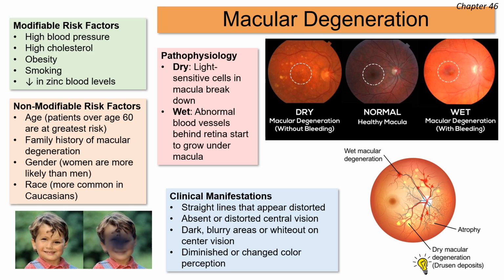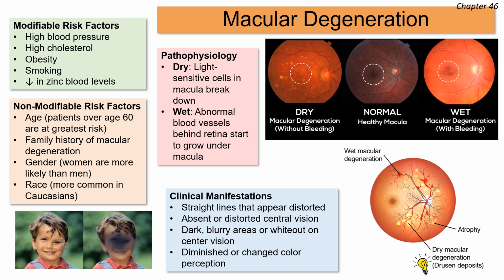Pathophys. So dry macular degeneration is the most common form of macular degeneration, and this is when the light sensitive cells in the macula slowly start to break down. So this form can actually turn into the wet form, the wet macular degeneration, which is more severe. So all people who have wet macular degeneration initially had dry macular degeneration.